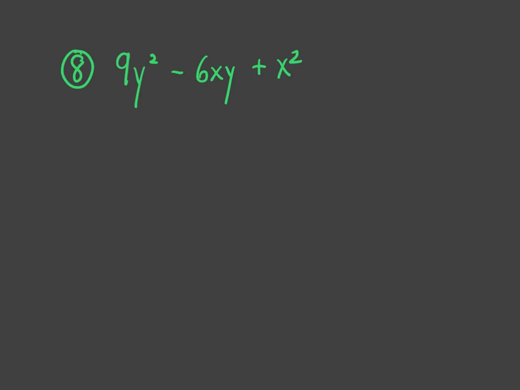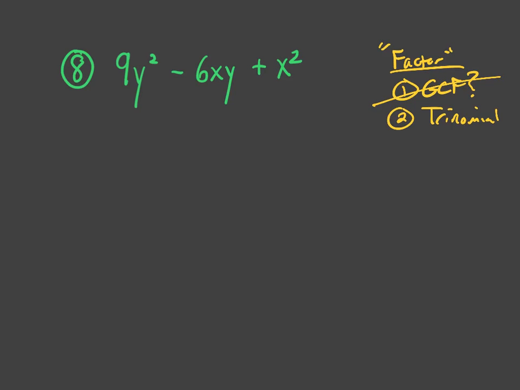Number 8, 9y squared minus 6xy plus x squared. Greatest common factor, 9 and 6, you could take a 3 out, but there's nothing on that x squared that you can take a 3 out of, so no common factor to all of these. Next, it is a trinomial. So 2 parentheses, and then we'll work this out from there.